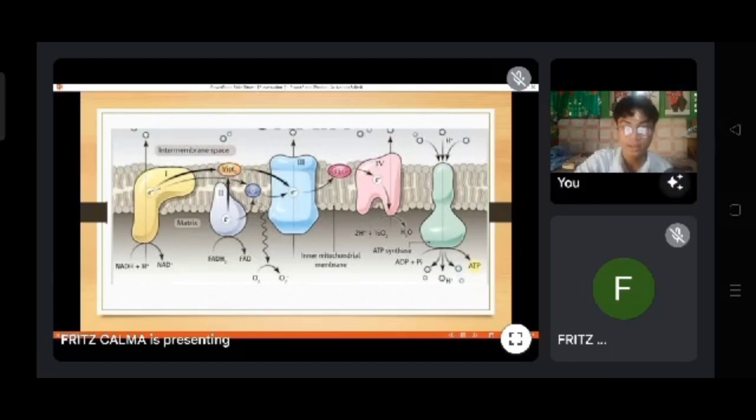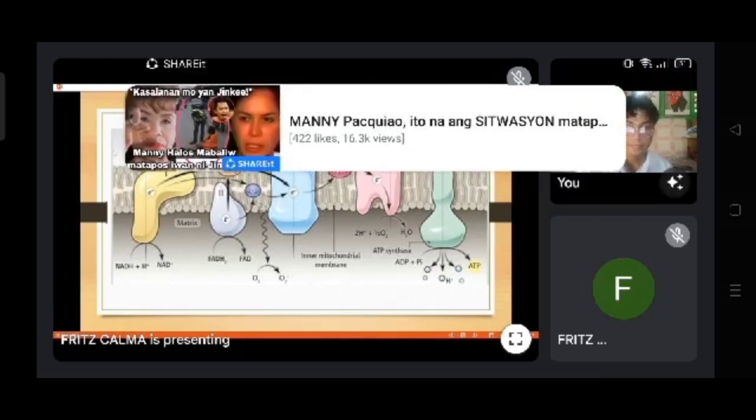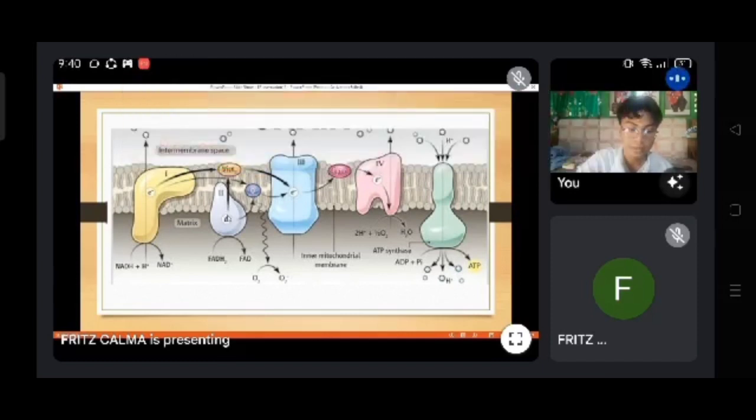Nakikita nyo ba yung arrow natin? So, ito yung complex 1. Yung electron niya mapupunta sa complex 2 natin. But itong si complex 2 hindi nagpa-pump ng hydrogen ions ha. Tandaan po natin, always take note yan. Itong si complex 2 hindi po siya nagpa-pump ng hydrogen ions. Ang nangyayari lang sa kanya is pinapasa niya na lang yung electrons niya kay Q, which is electron carrier Q.